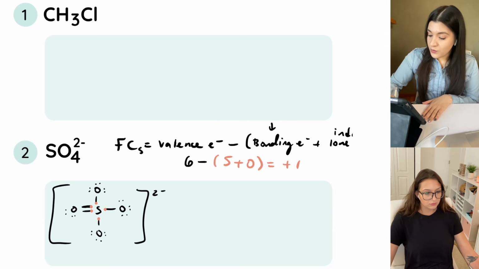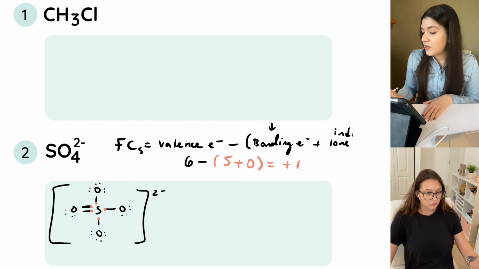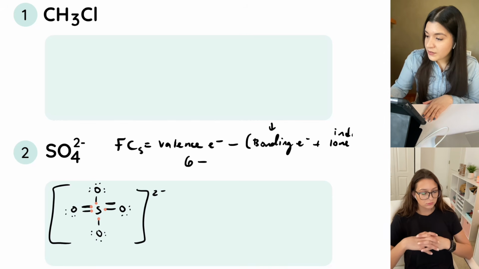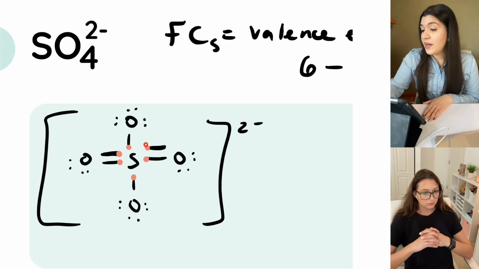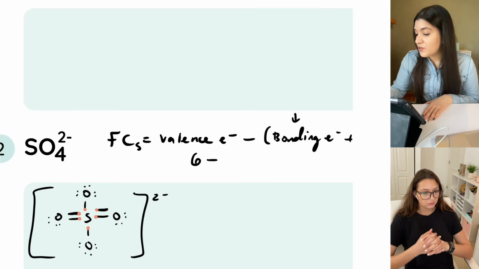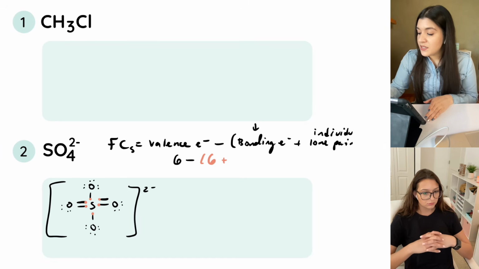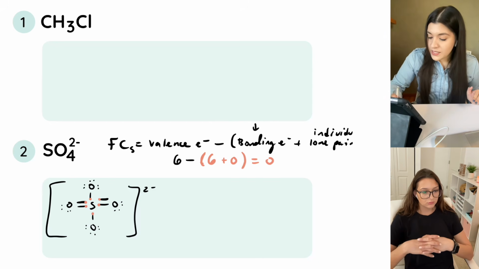I want this to be 0 for the formal charge. So again, I'm going to move these electrons here, and then I'm going to form a double bond. And I'll re-find the formal charge. So now that I changed this again, how many bonding electrons do I have now? Well, now I have 1, 2, 3, 4, 5, 6. Okay, great. That's 6 bonding electrons. Plus, I have no individual lone pairs. 6 minus 6 is 0. Yay, we finally did it. So we do have a 0 formal charge.